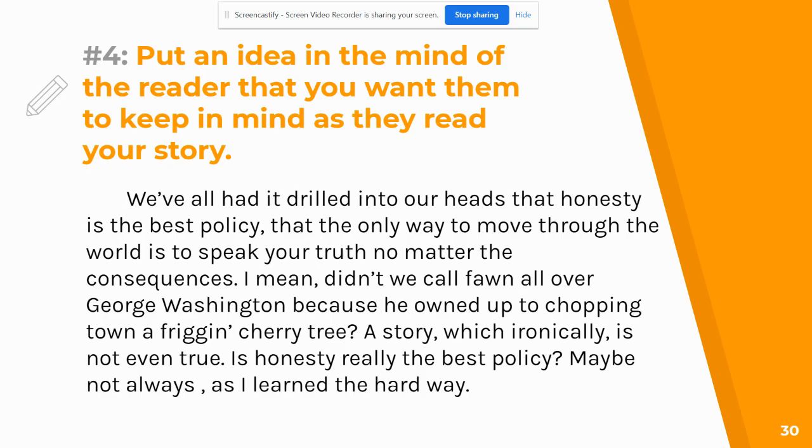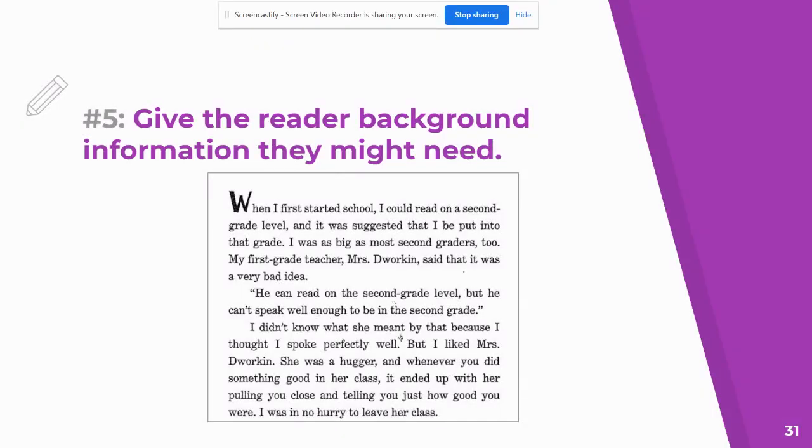Option number 5 is give them the background information they might need. If you feel like there's something in your story that requires a little bit of setup, or a little bit of understanding, you can do that.